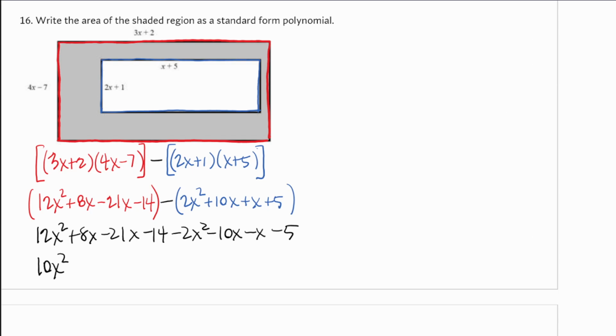Okay, so that's a lot. If I take 8 minus 21, that's negative 13. Minus 10 more would be negative 23, and minus another one after that would be negative 24x. And then with the numbers, I've got negative 14 minus 5, which is negative 19. And that's a standard form polynomial that represents the area of the shaded region.